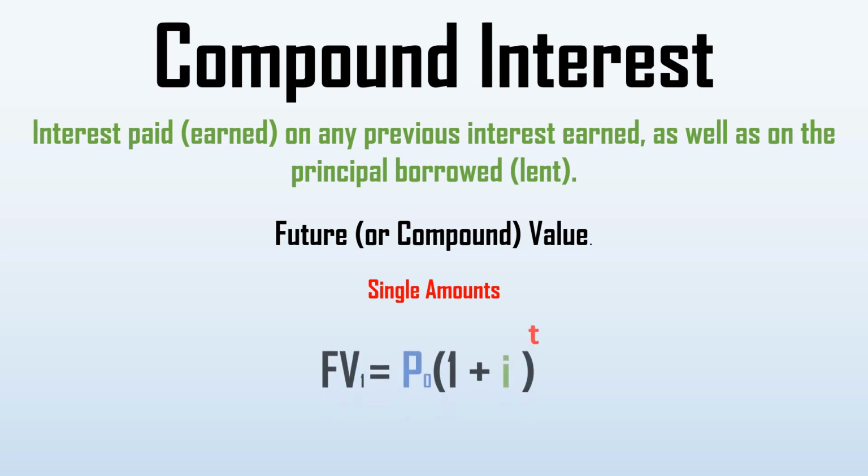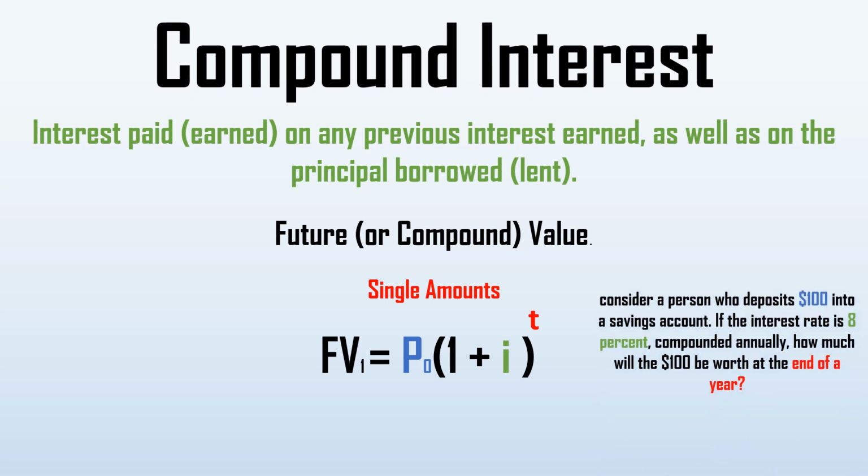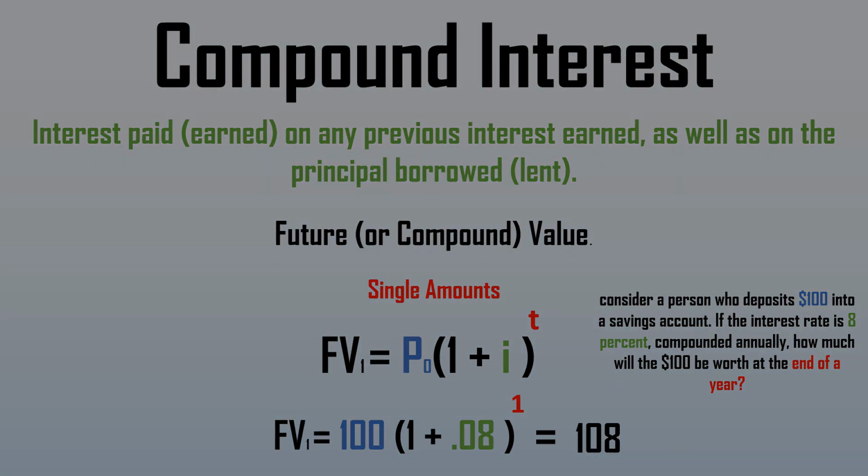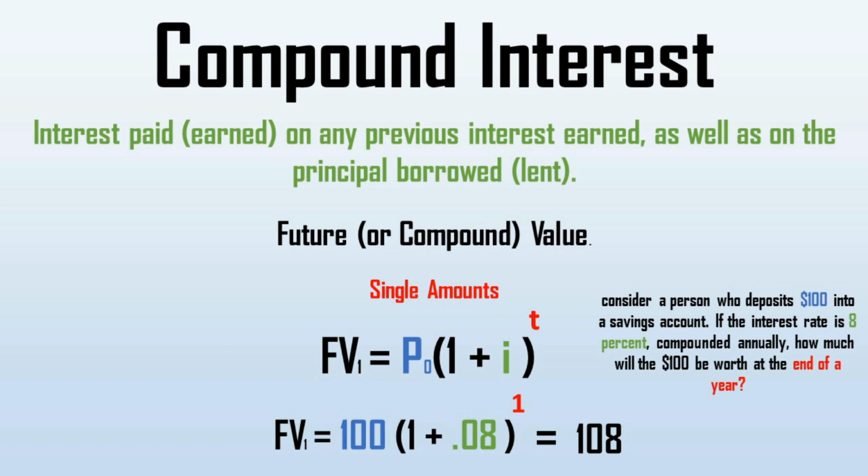So the future or compound value of a single amount can be calculated using this particular formula. FV is equal to P0 multiplied by (1 + R) to the power T. So for this, consider a person who deposits 100 into a savings account. If the interest rate is 8% compounded annually, how much will the 100 be worth at the end of a year? We can solve this problem with the help of the above formula. Here P0 is 100, whereas the interest rate is 8% and the power T, that is the time period, is 1 year. So by solving this calculation, we get the answer of 108.